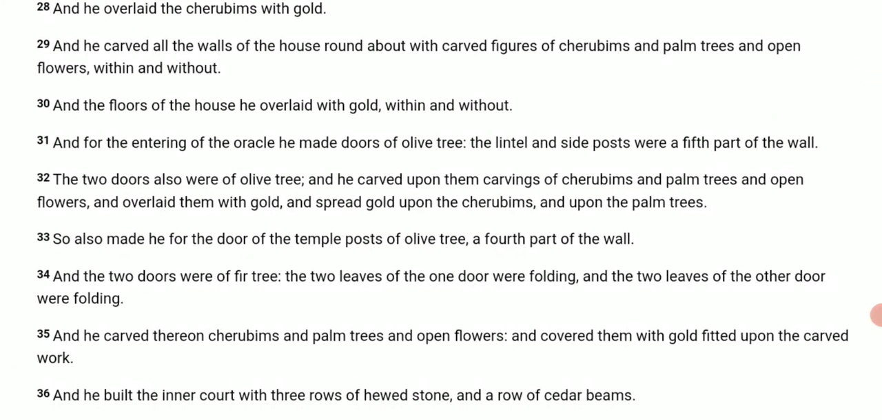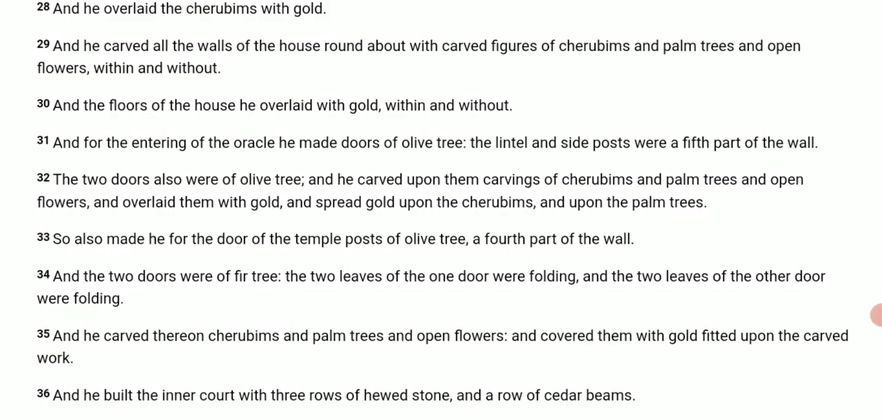And he carved all the walls of the house round about with carved figures of cherubims and palm trees and open flowers within and without. And the floors of the house he overlaid with gold within and without. And for the entering of the oracle he made doors of olive tree. The lintel and side posts were a 5th part of the wall. The 2 doors also were of olive tree, and he carved upon them carvings of cherubims and palm trees and open flowers, and overlaid them with gold, and spread gold upon the cherubims and upon the palm trees.